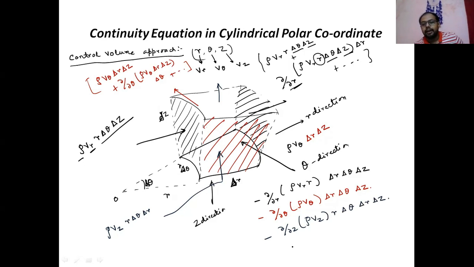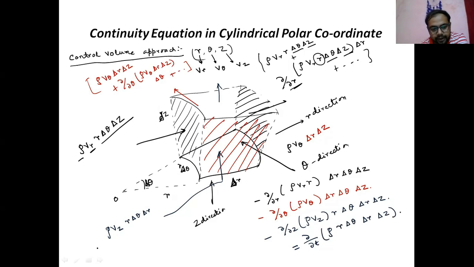That should be equal to the rate of change with time of the mass of the control volume. So what is the mass of the control volume? Density into volume. What is the volume? r del theta del r. It is a small elemental volume, so this part just looks like a parallelogram. That is how the equation comes in this manner. So that is the ultimate M in minus M out equal to the change.